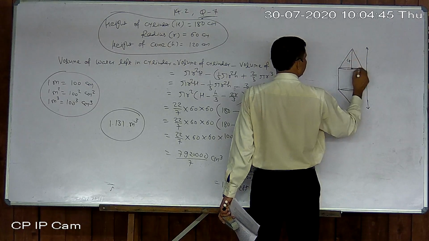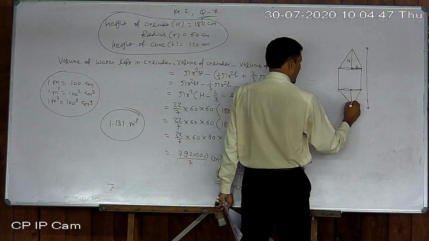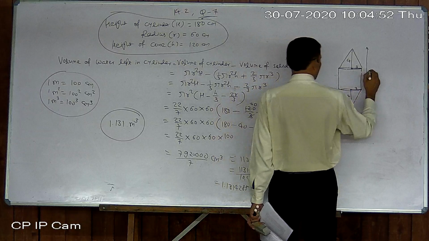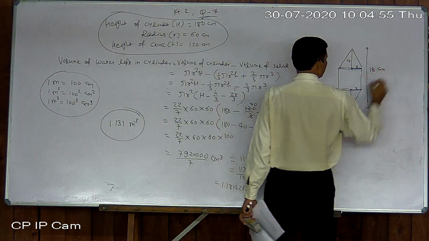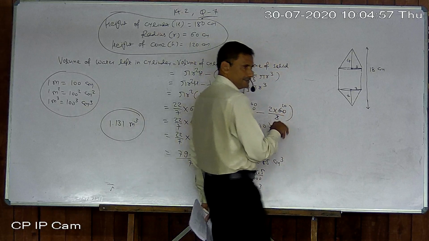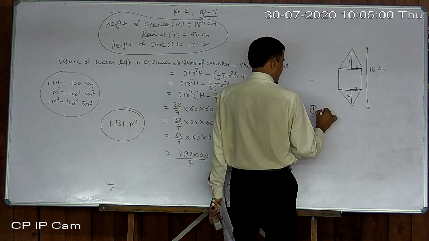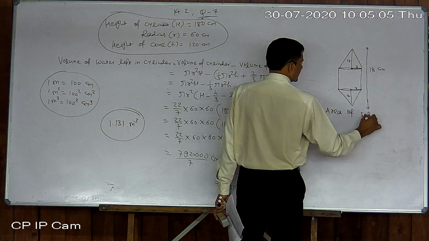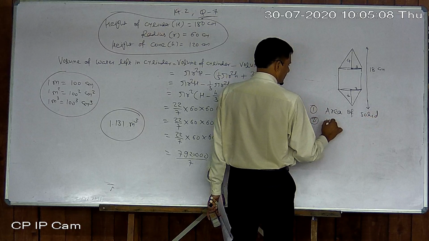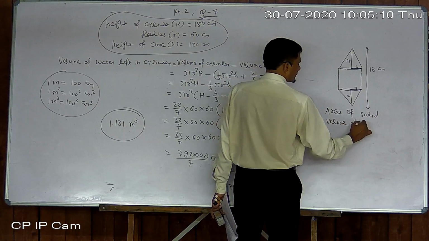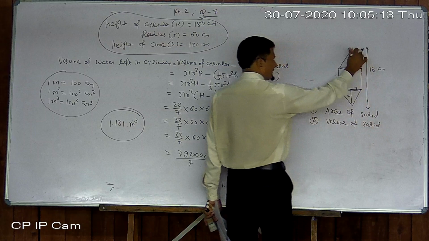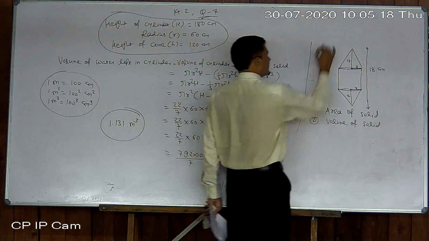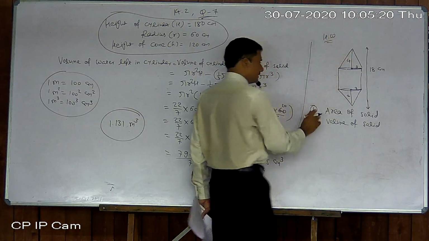Four, 3. 4, 3. Okay, both are equal. And the total length is 18 centimeters. Okay, just like yesterday, I give you find the area of the solid, meaning the total area of the solid, and the volume of the solid. Okay, so these two answers you have to get. Everything is clear in the figure, so I am not writing the statement here. So only one sum, but two answers you have to get.